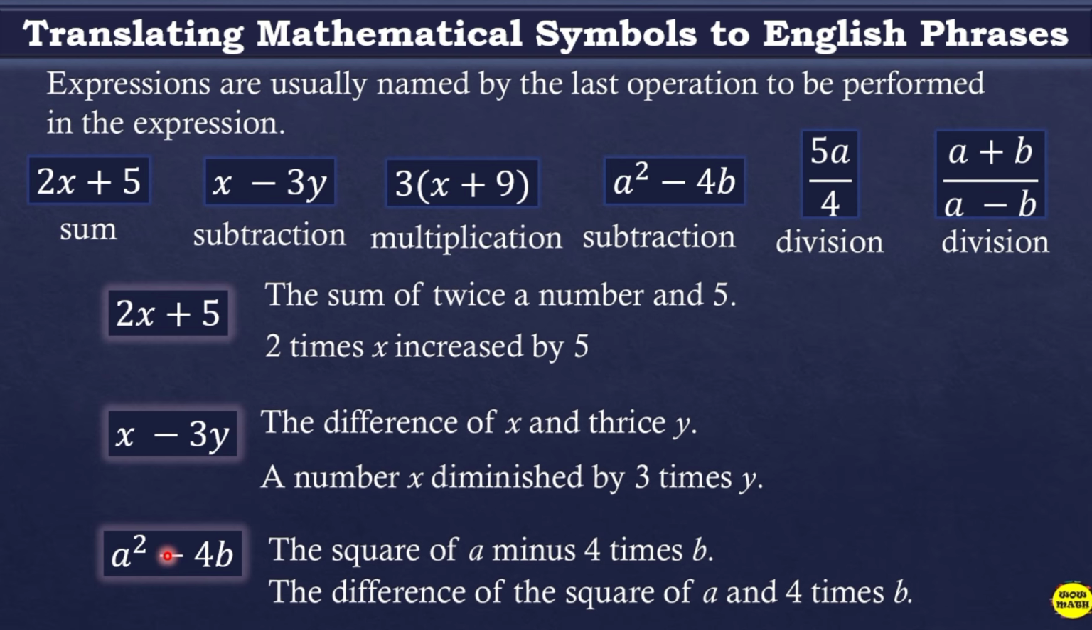Next, the difference. Pwede naman unahin ko to. The difference, ito yung sinasabi ko na hindi naman sa lahat rin ng pagkakataon na kung ano yung last operation, doon mo siya sisimulan. So, kagaya nito, the square, inuna ko yung square. So, pwede rin pong the difference of the square of a and 4 times b.